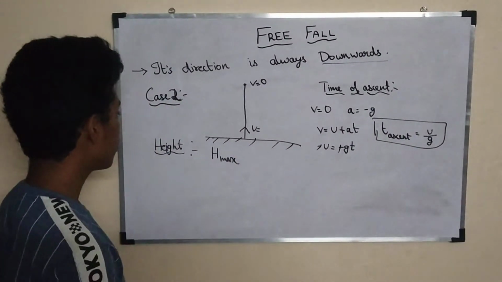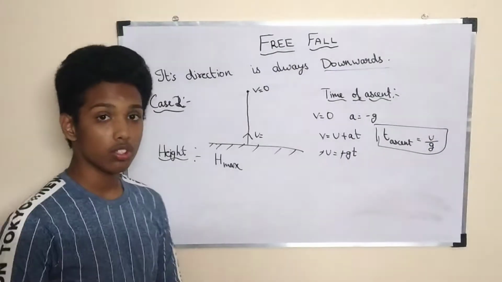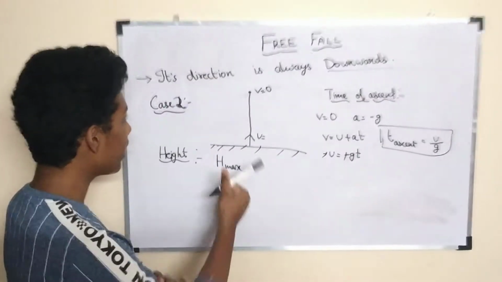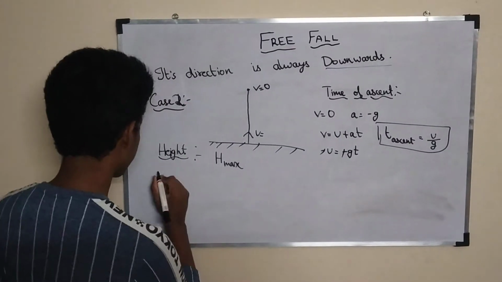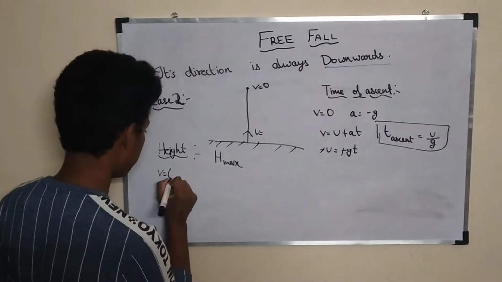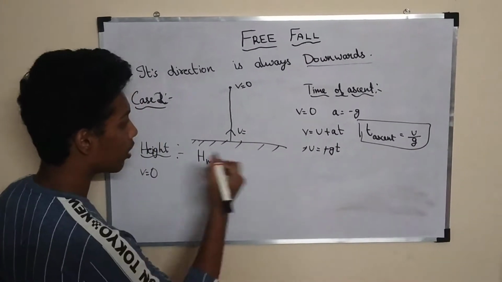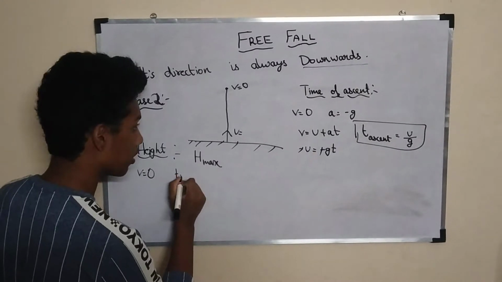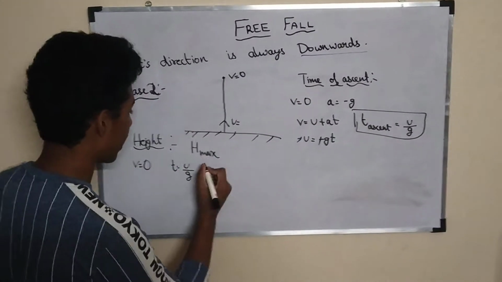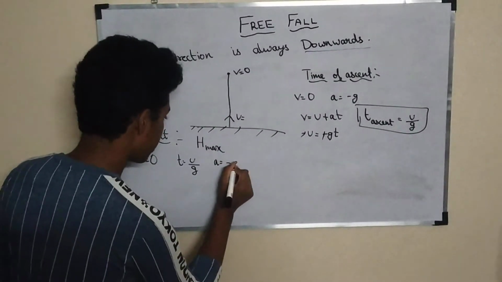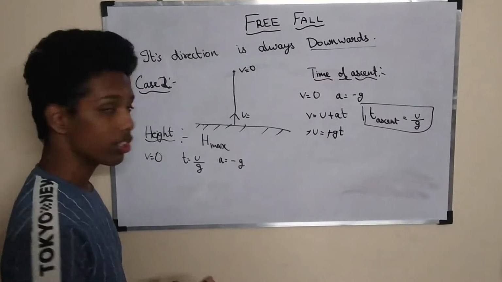So what equation would you use for height? You can take v square minus u square equal to 2as. Do we have the v value? Yes, v value we have, 0. U value we don't have. What values do we have? We have time, it is u by g, and even acceleration value minus g. V is equal to u plus at we can't use, because there's no s.